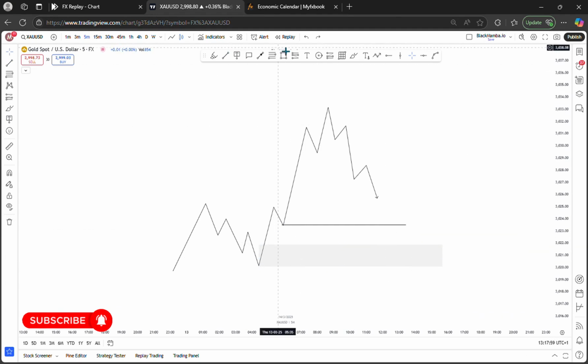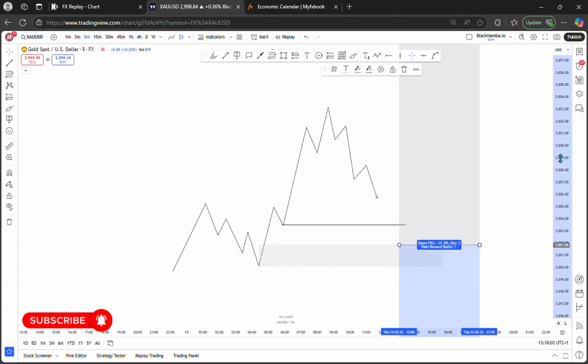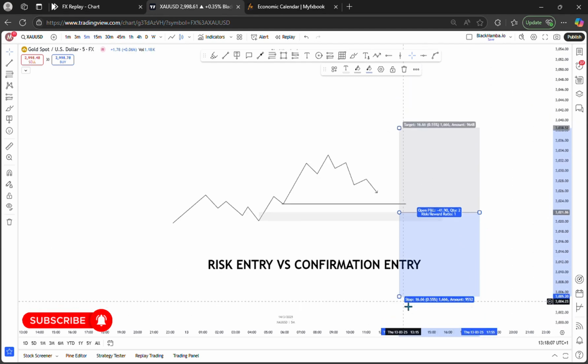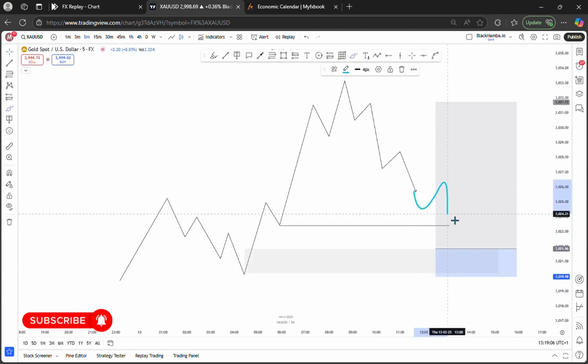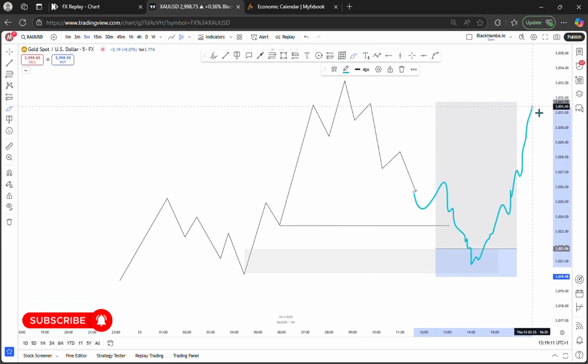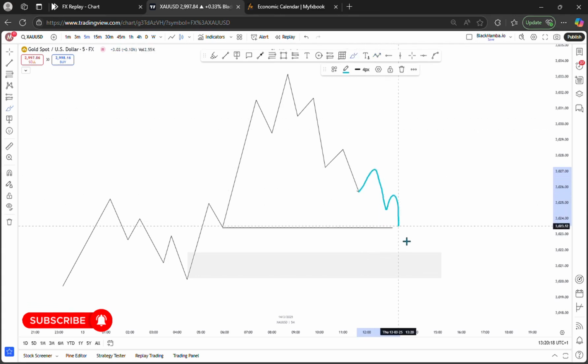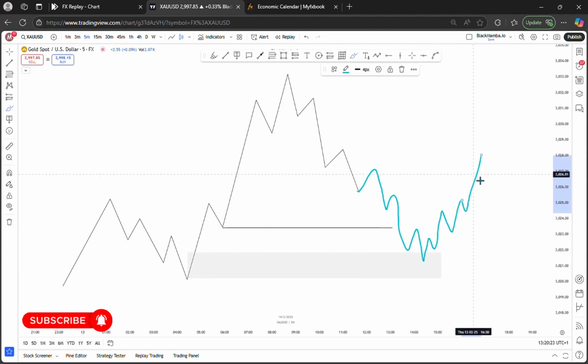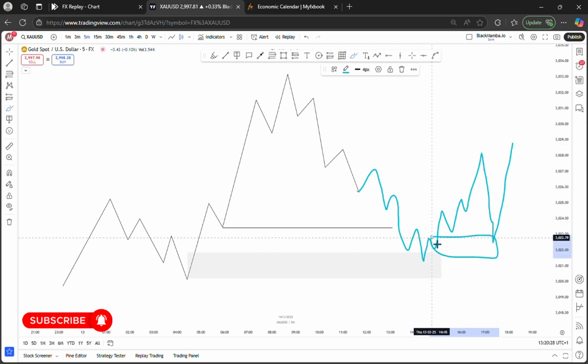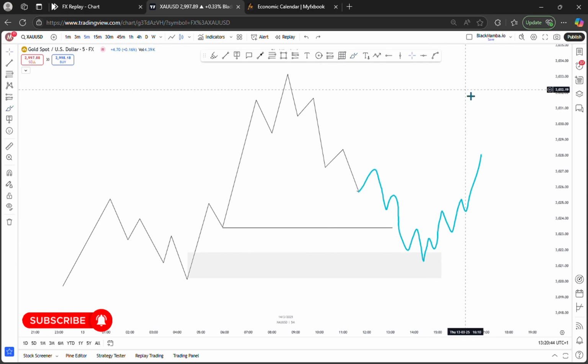Risk entry will be like me putting my limit order here and waiting for price to come to this area, mitigate this zone, and then start buying. Now, confirmation entry will be when I wait for price to get to this zone, then give me some kind of reaction, then I'll look to engage from here. That is confirmation entry.